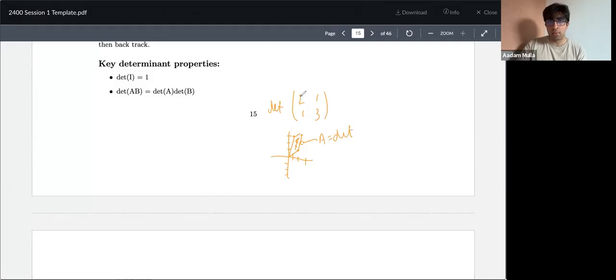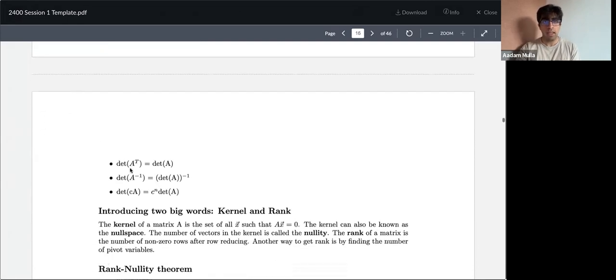So the area of this would be 2 times 3 is 6, minus 1 times 1 is 1, equals 5. So the area would be 5. In 3 dimensions, it extends to volume. If you understand this, then it makes sense why a lot of these properties still hold. For example, with A transpose, you're just flipping the rows and the columns, but the actual shape itself stays the same. It doesn't matter whether you go along the rows or along the columns, the volume of the shape is going to be the same. That's why the determinants are the same.